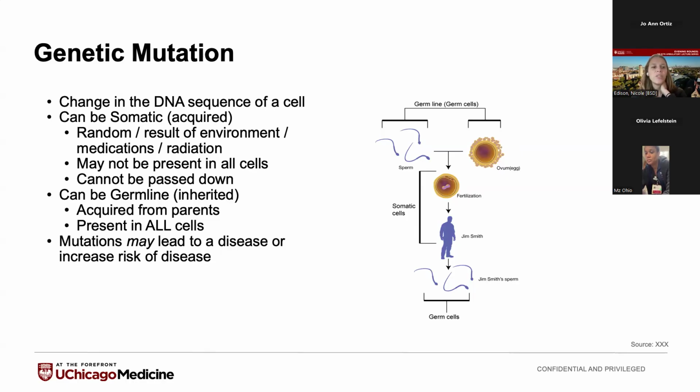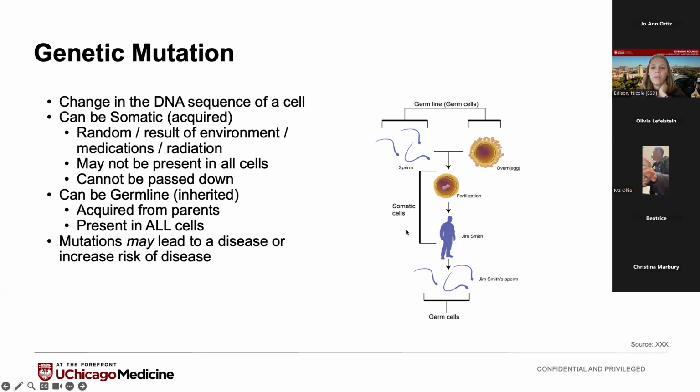These acquired mutations may not be present in all of our cells. For example, if you had chest wall radiation, there may be mutations just in your breast tissue, but not throughout tissue in your legs or liver, and they most commonly can't be passed down. Whereas germline mutations are inherited. It means that it came from either the sperm or the egg, and then it is present in all of the cells of your body. These can be passed down from parents to children.